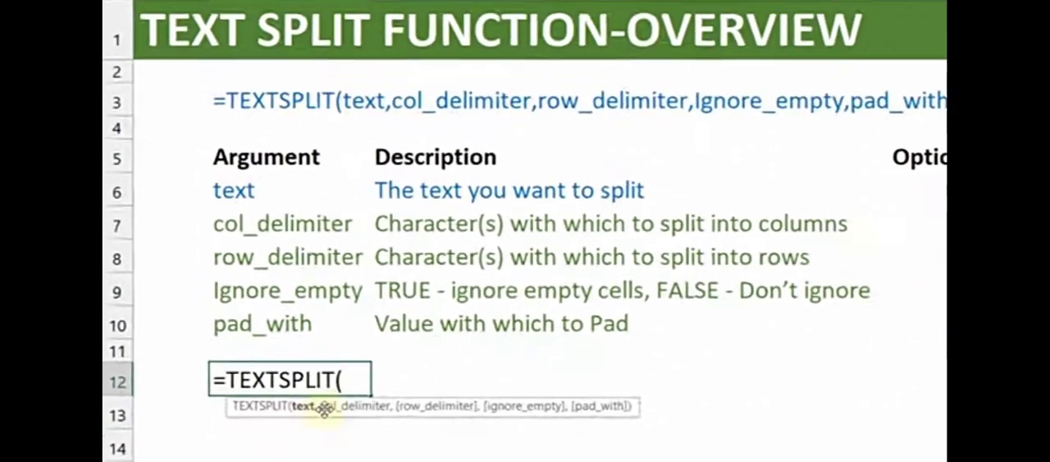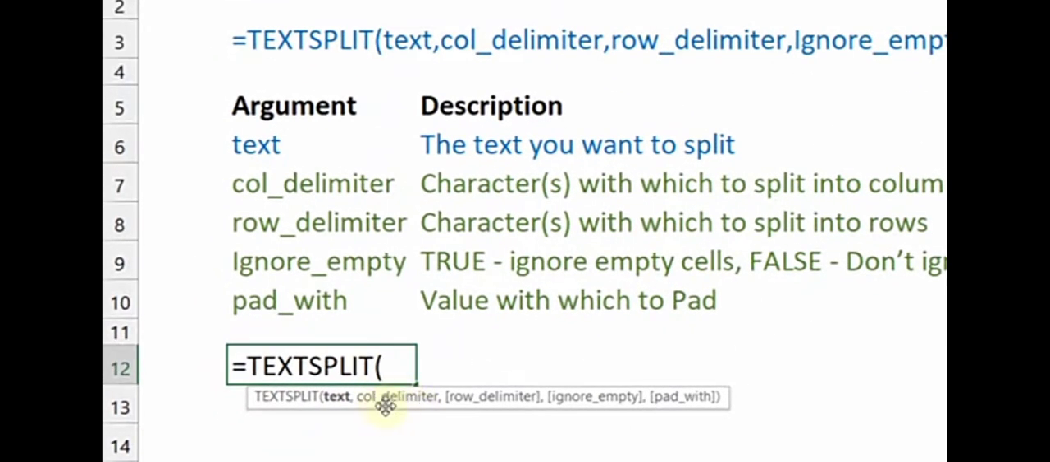But if you look at the function tooltip here, you can see that it doesn't have square brackets. So it appears like it is required. But the idea here is that one of the column delimiter or row delimiter is required, right? So you can't have both of them not giving any entries. You must provide something for one of them.